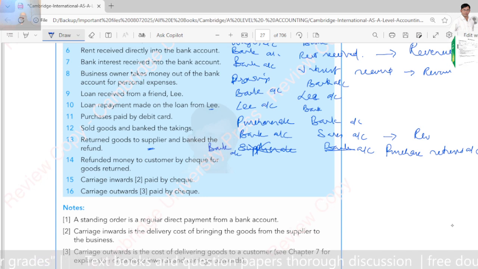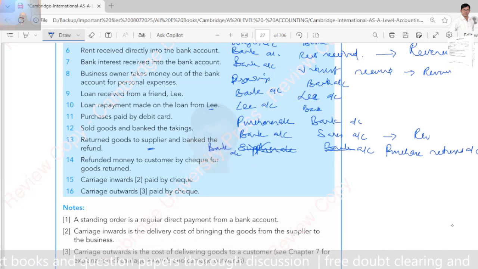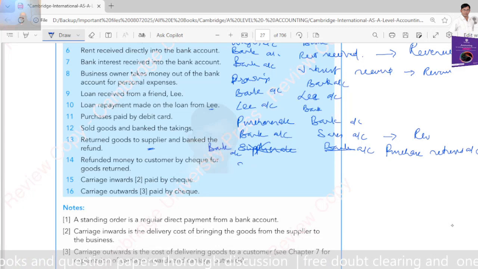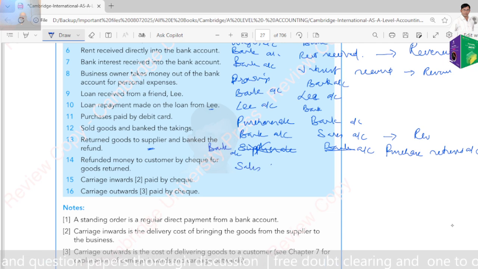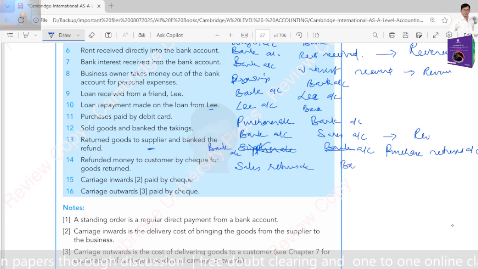Refund money to customer by check for goods returned. So this is sales return. When we have sold the goods but we have received them back, it is exactly the reverse of sales. Sales returns. Sales returns, and we will credit bank because money will go out from bank.